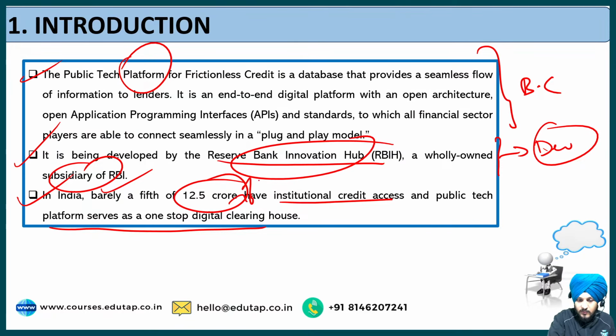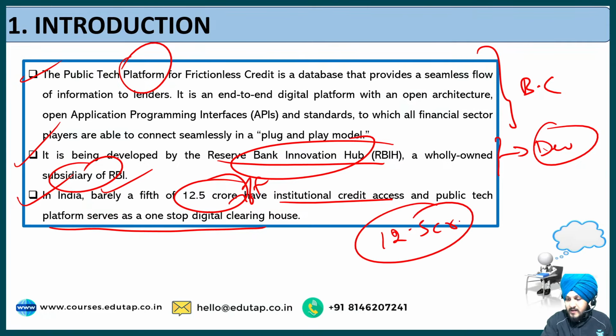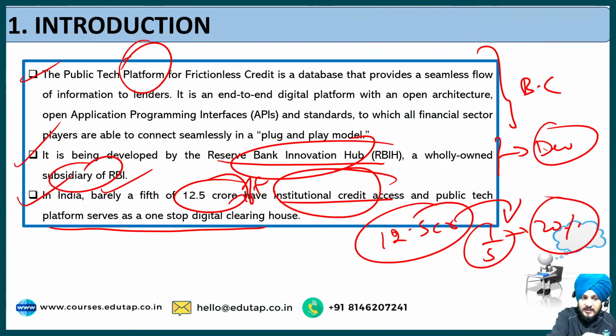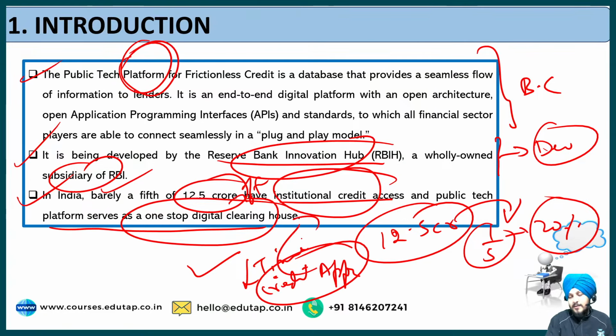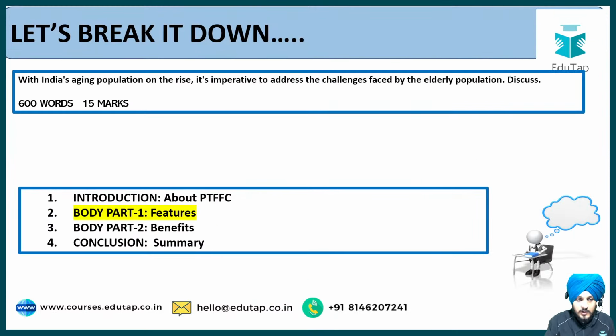So I missed the farmers over here. It is saying that the total farmers in India are around 12.5 crore, and out of these, only one-fifth, which is 20% of the farmers, have institutional credit access. The public tech platform can serve as a one-stop digital clearing solution in order to ease the approval of loans by decreasing the time in the credit appraisal process. So this will help farmers to get easy access to loans and will improve the formalization of the whole banking system. So I hope the introduction is clear to you. Now let us move on to the next part.